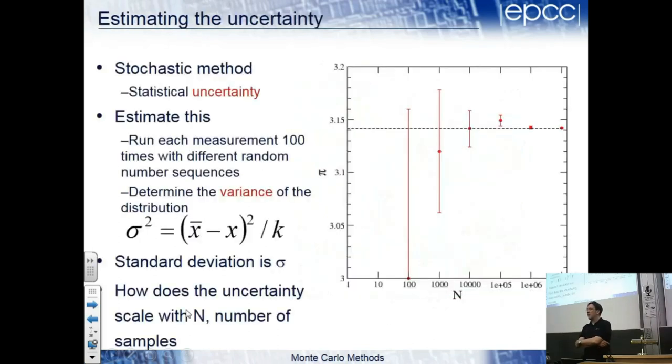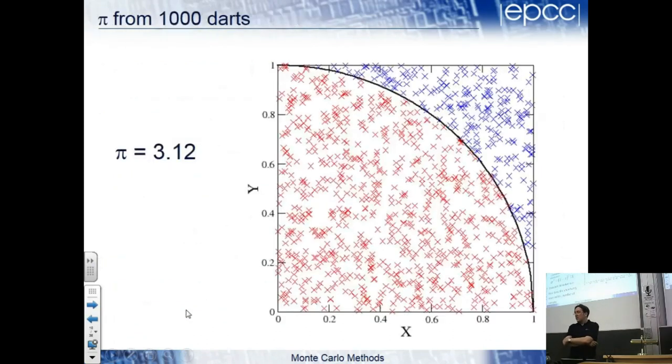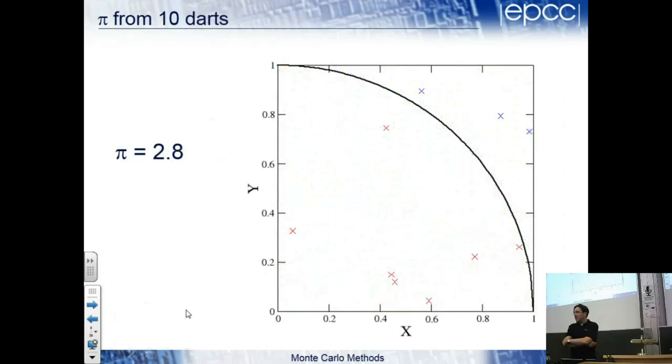But the question you might ask is, how does the error vary? Obviously here, when I threw 10 darts, I had 3 outside and 7 inside, I got pi equals 2.8. If I'd done that again, I might have got 4 and 6 or 5 and 5. So I can work out how accurate or reliable this estimate is by just doing it lots of times with different random number seeds. By choosing different random number seeds, I would get different sequences of random numbers and therefore a different answer for the value of pi.